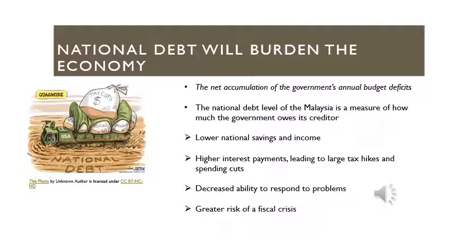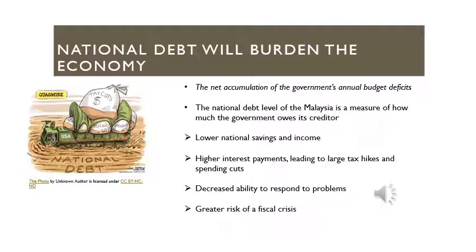Next is higher interest payments, leading to large tax hikes and spending cuts. As interest rates return to more typical levels from historically low levels during the debt boom, federal interest payments will increase rapidly. As interest takes up more of the budget, we will have less available to spend on programs. If the government wants to maintain the same level of benefits and services without running a large deficit, more revenue will be required.